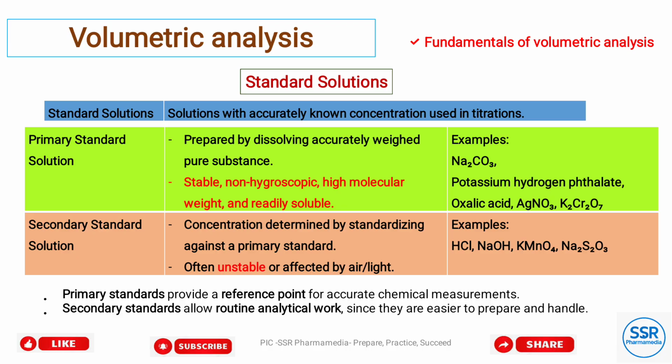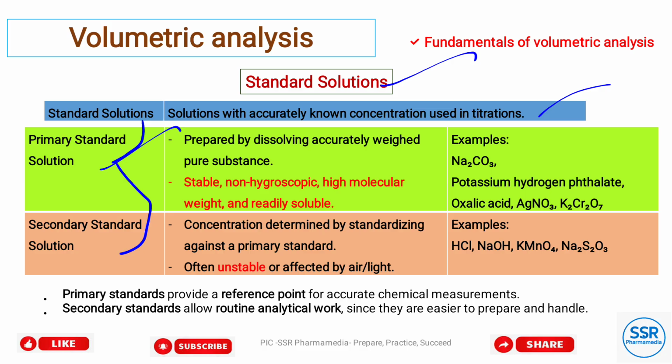So now we'll see the standard solutions. Standard solutions are solutions with accurately known concentration used in titration. Whatever solutions we are using in the titration are called standard solutions. And in standard solutions there are two types: primary standard solution and secondary standard solution.